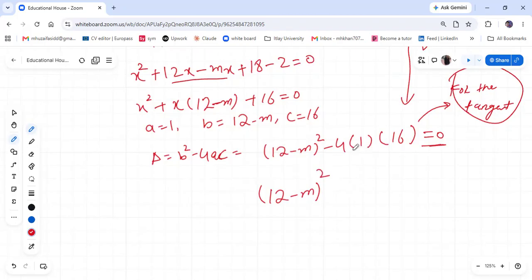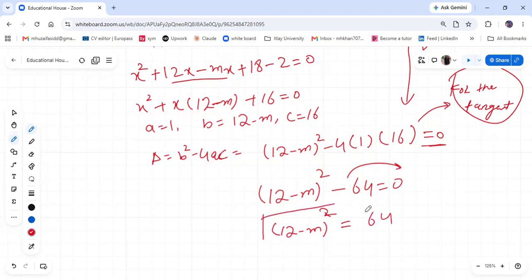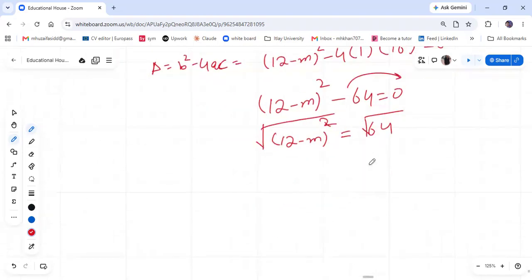So from here, this is 12 minus m whole square, minus 4 multiplied by 1 multiplied by 16. This is minus 64 is equal to 0, and this minus 64 moves to the other side. This is 12 minus m whole square is equal to 64. Now we take the square root on both sides. Look at it here, the square and the root cancel out. This is 12 minus m is equal to plus minus 8. Got it?